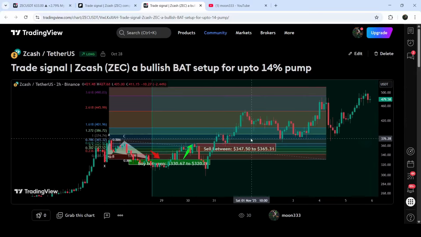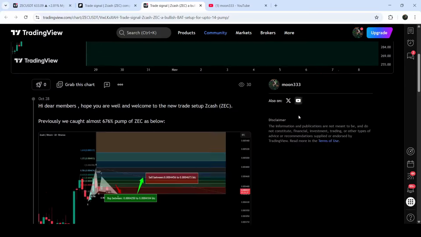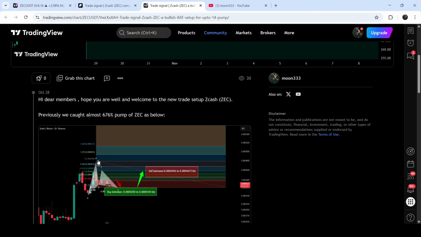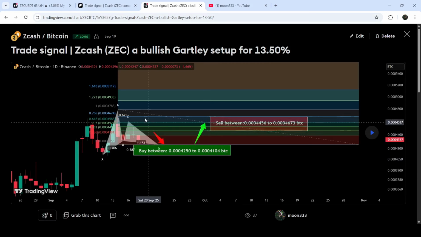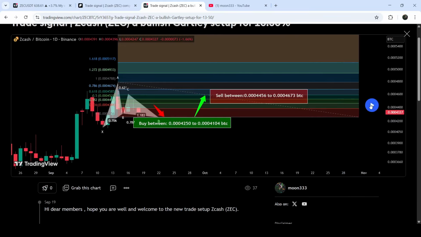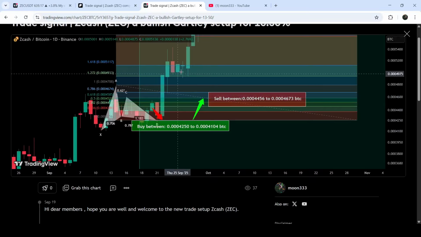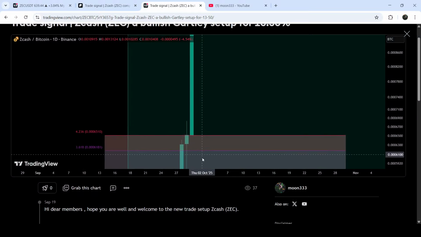Then we had a very, very massive rally, and this was almost 131% very, very massive pump. Before that, we got another very massive pump in the month of September that was more than 676% rally. On 19th of September 2024, I shared this move. That was a bullish guardian move that Zcash completed on the daily time frame chart with Bitcoin pair. And this is the complete trade setup, buying zone, sell target zone, the stop loss. And if I play this chart, then you can see that the price dropped more, entered the buying zone here, then we had a very, very massive pump.